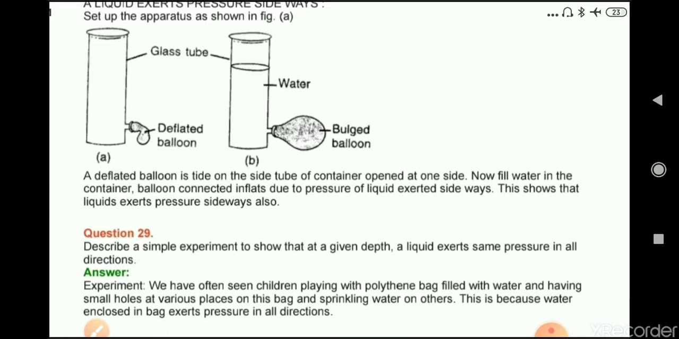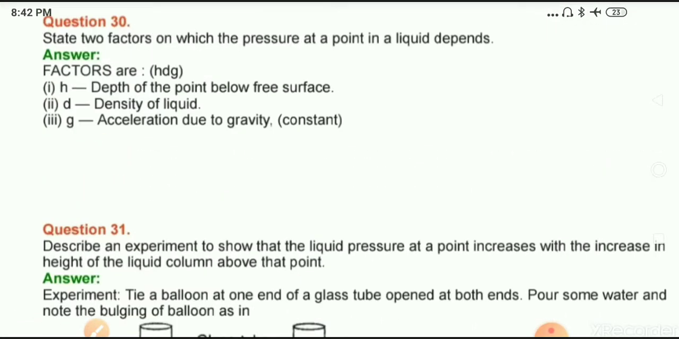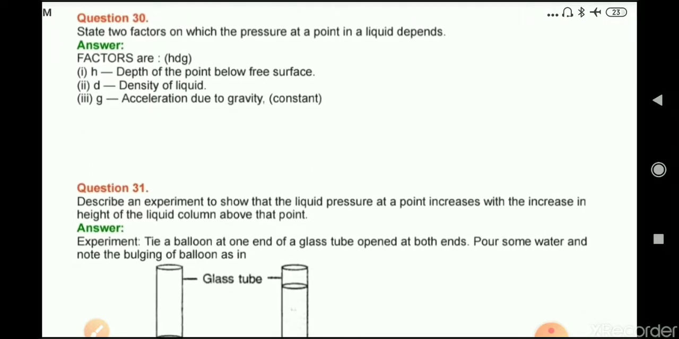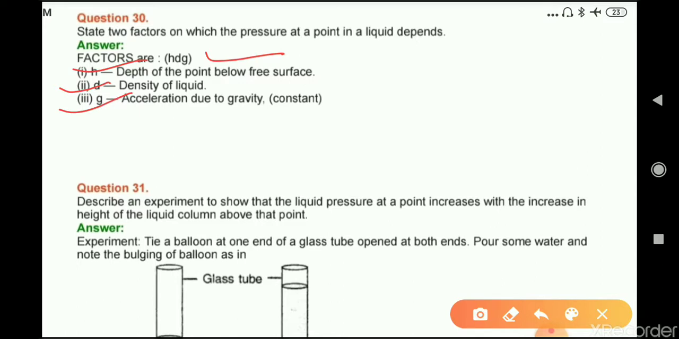Next question. Number 30. State two factors on which the pressure at a point in a liquid depends. Answer. The factors on which the pressure depends are height, density of the liquid, and acceleration due to gravity.